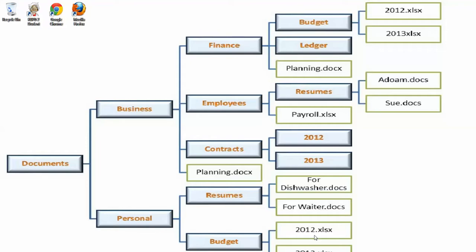For example, how about this? On the personal side, I have personal and I have a budget. So the upper side is for business, and the lower side is for my own personal. And here's a budget, and I have the file name 2012.xlsx, which is the same name as the one for the business. So are these the same file or different files? That's a question. Same name, but two different locations. Are they the same or not?